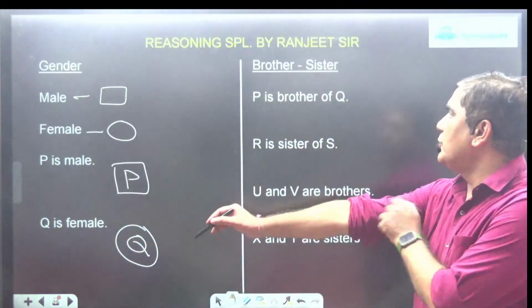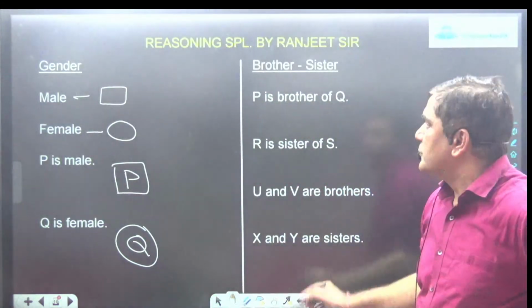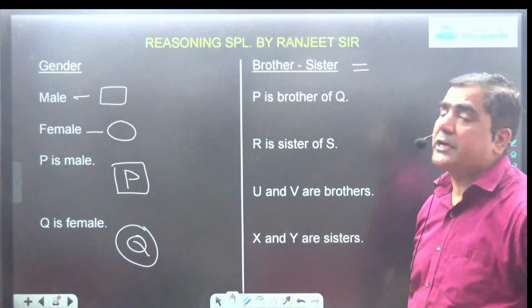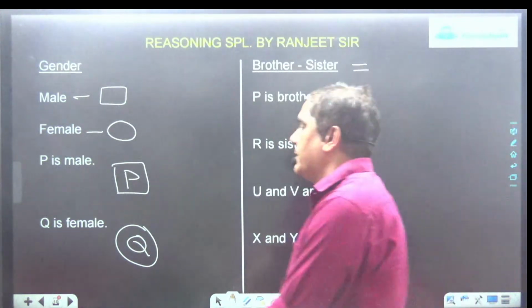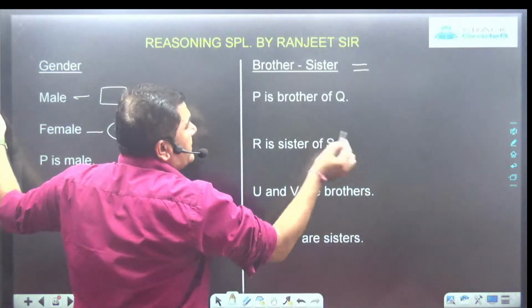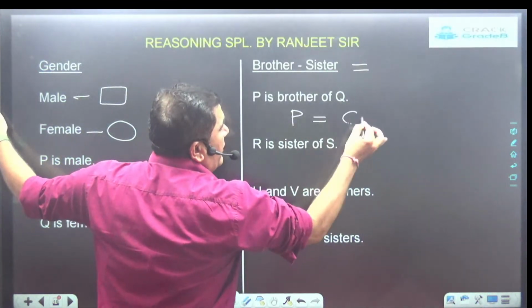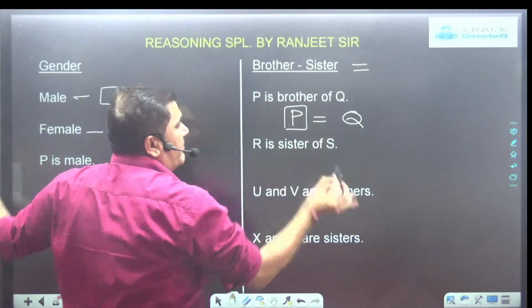Okay. How to plot brother sister in my family tree? For brother sister, I'm going to use an equal to sign in between them. Equal to stands for brother sister relationship. P is the brother of Q, so P will be equal to Q. P is brother means P will be male.